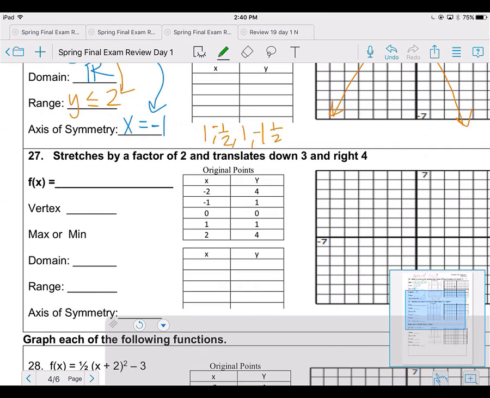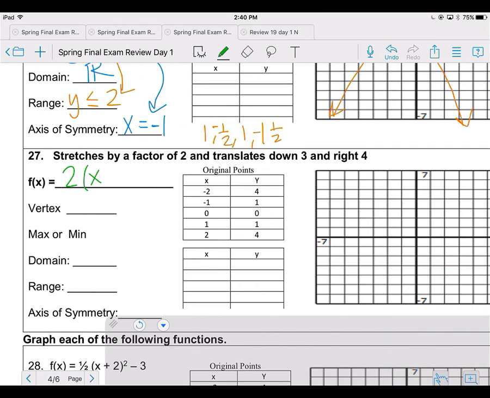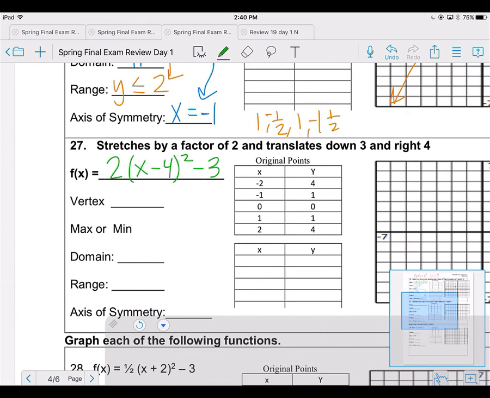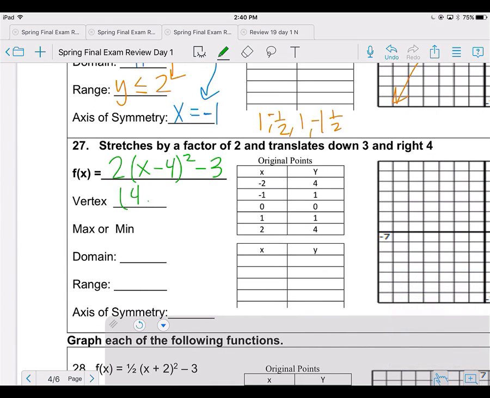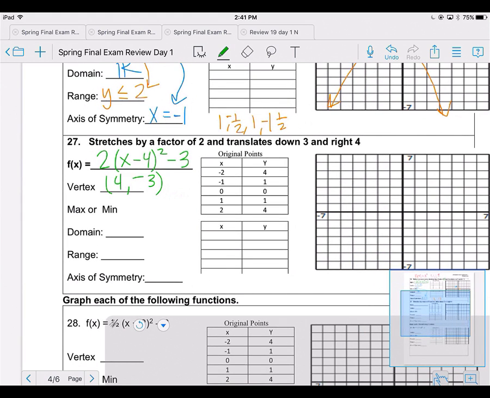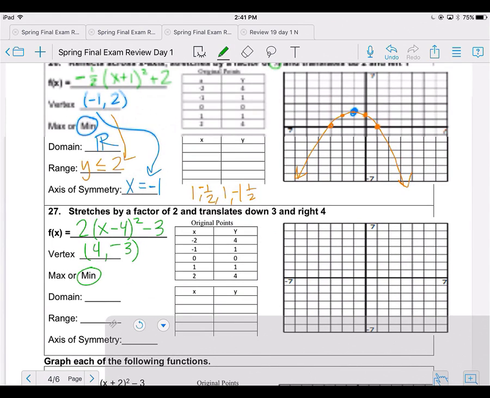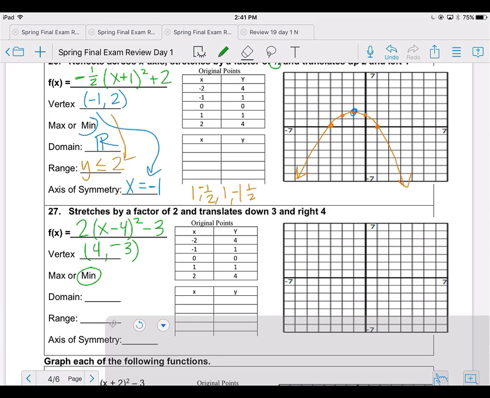Problem 27, stretched by a factor of 2, is going to go in front. Right 4 is going to go in the parentheses, and down 3 is going to go after the parentheses. Vertex is +4, -3. This one is not reflected, so it's going to be a minimum. Oh, I apologize. This is a max. So sorry.